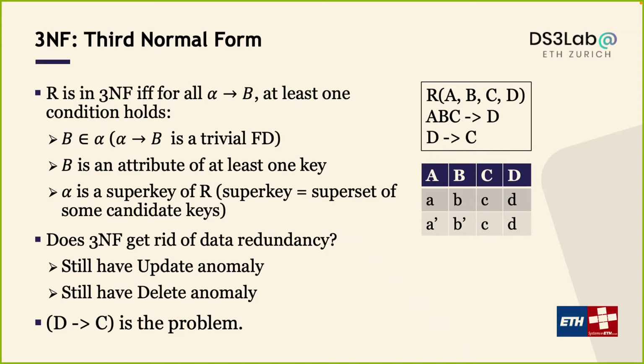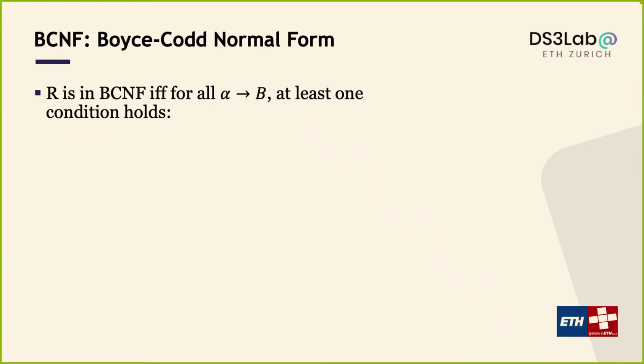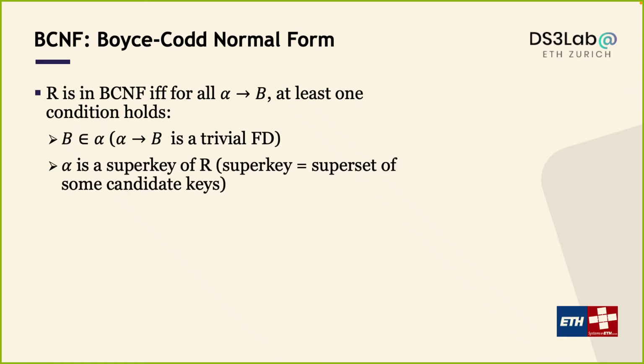If you want to get rid of all those data redundancies, we need to define something even stronger than third normal form, and that's another one called BCNF. So this is a definition. We say a design is in BCNF if and only if the following holds: for all functional dependencies A to B in this design, in your application, at least one of the following two conditions holds. Either this is a trivial functional dependency, or A is a superkey of R.